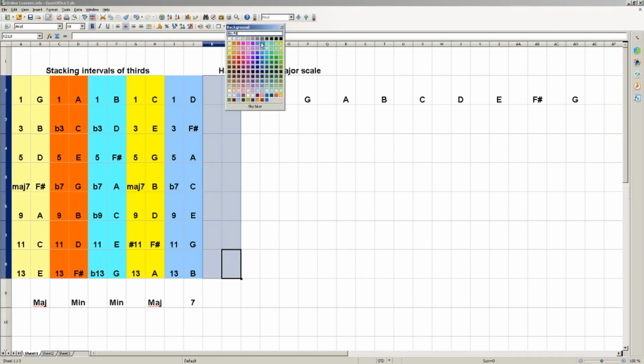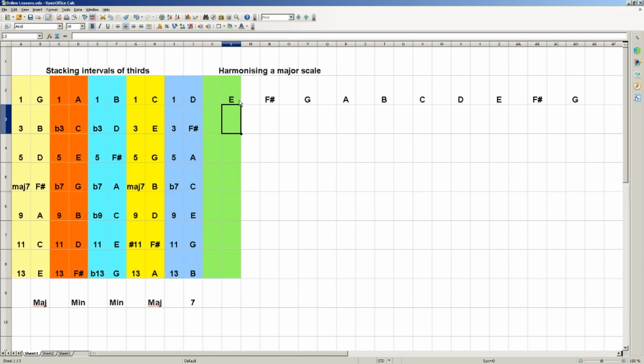Now, 6th one. Let's give it this color. E, skip F sharp, we have G. Skip A, we have B. Then we get D. Then we get F sharp.